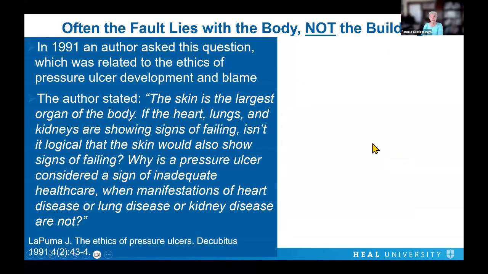In 1991, Dr. LaPuma said this. This is 1991, and we've been dealing with this for, where are we, 2026. He stated that the skin's the largest organ of the body. If the heart, lungs, and kidneys are showing signs of failing, isn't it logical that the skin would also show signs of failing? Why is a pressure ulcer considered a sign of inadequate health care when manifestations of heart disease or lung disease or kidney disease are not?